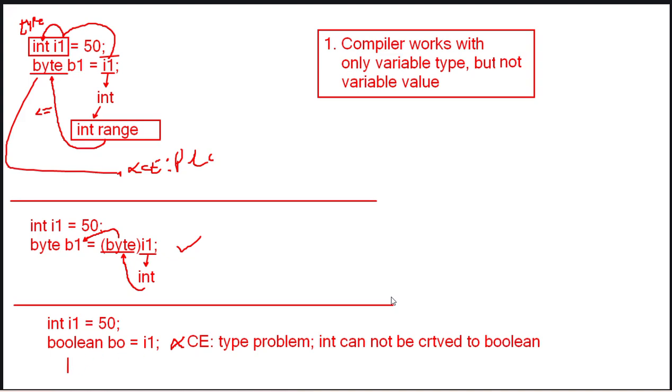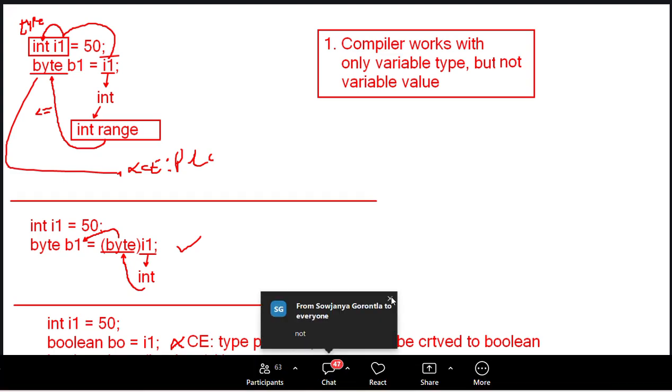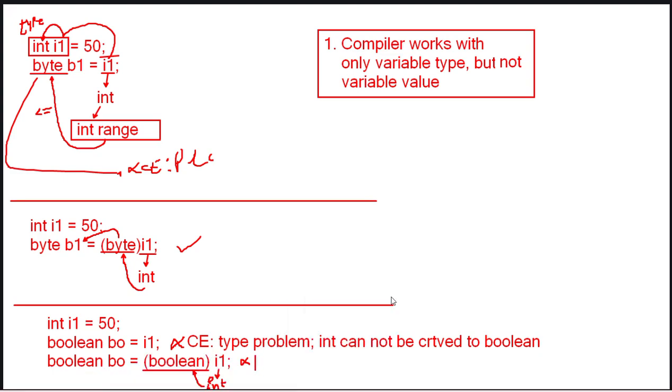Then can I solve this problem by using the cast operator? Boolean bo equal to, the compiler asks: what are you saying? The value coming from i1 is in the range of boolean. The compiler will take what type? Int. Is this boolean value in the range of int or not? Not in the range. Boolean and int are not compatible. The compiler will smile at you and again throw the same error. Type problem: int cannot be converted to boolean.